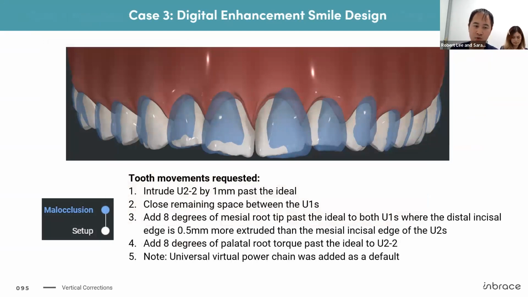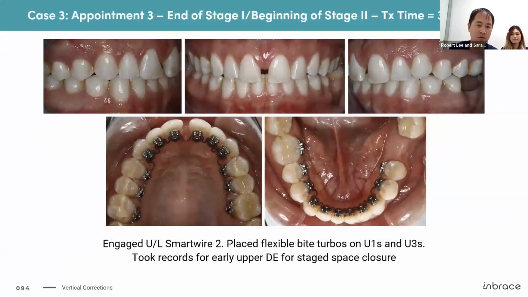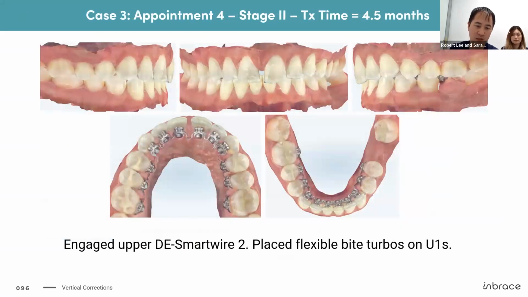We did the same kind of vertical overcorrection, treating the upper 2 to 2 by a millimeter past the ideal. Same overcorrection for the space closure, with 8 degrees of mesial root tip past the ideal and 8 degrees of palatal root torque. And then in the next visit, we just engaged the upper DE SmartWire 2. You can see that the space has closed quite a bit since the last appointment. Now we have about a millimeter and a half of space, while before it was quite a bit larger. So SmartWire 2 has actually expressed about another millimeter while we were waiting for the digital enhancement wires to come in. Then we engaged the digital enhancement SmartWires.